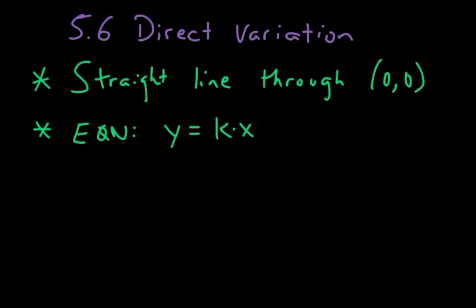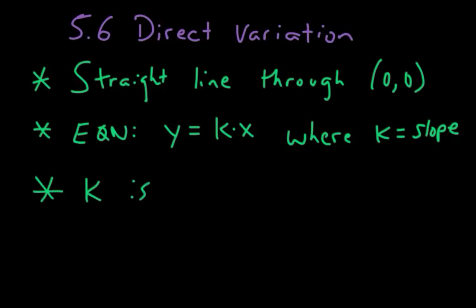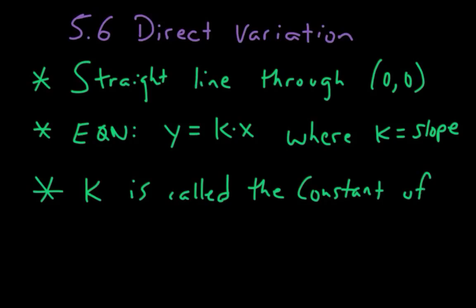And K is the slope, where K equals the slope. We should get a little bit more about that later. And I'm going to say K is called the constant of variation. Constant of variation. But that constant of variation we're going to go on and find is the slope. So those three things are going to be true for direct variation.